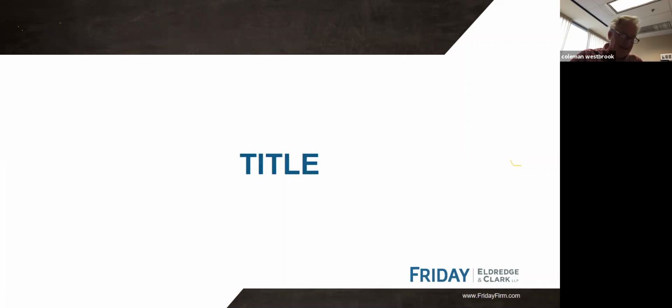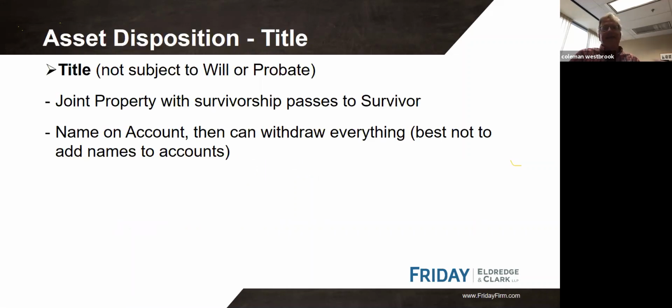Title. Next slide. Title, again, is the most superior way to receive an inheritance. Joint property with survivorship always passes to the survivor. So most people's homes are owned as husband and wife. First one to die, the home automatically goes to the survivor, 100% of the home. Even though your will could say something else, or your trust could say something else, irrelevant. Title supersedes everything.